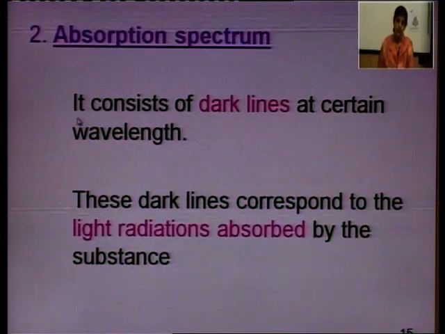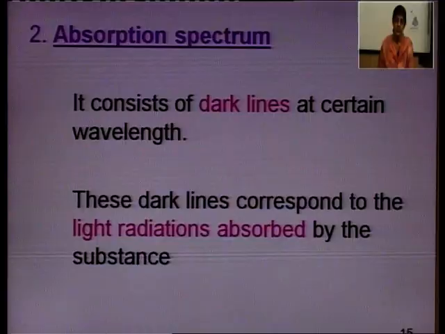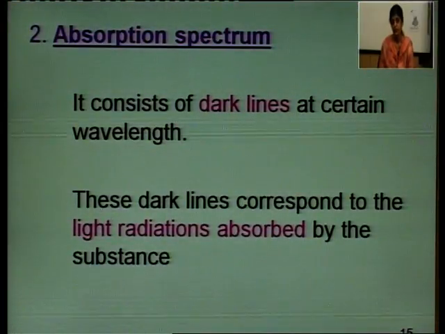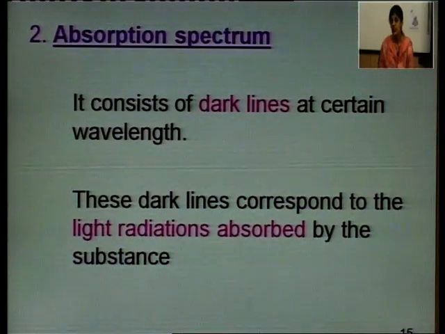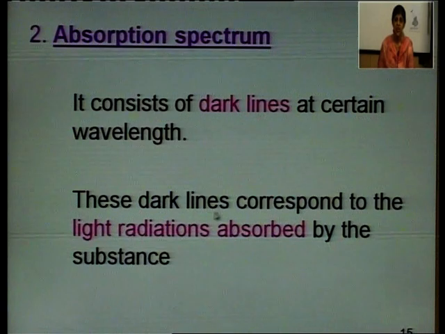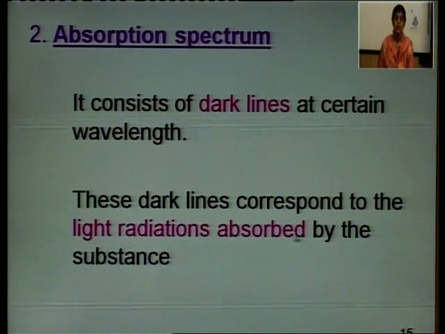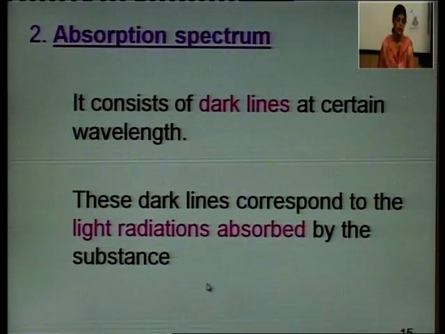Emission spectrum was obtained due to emission of radiation, and absorption spectra are produced due to absorption of radiation. It consists of dark lines at certain wavelengths, and these dark lines correspond to the light radiations absorbed by the substance.